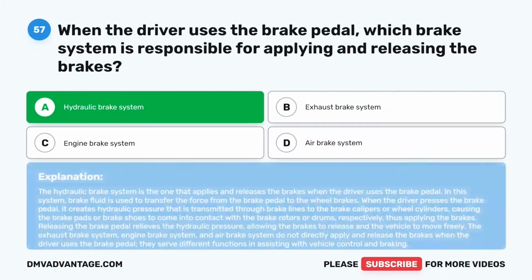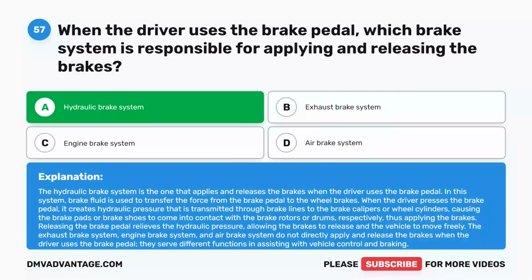Hydraulic brake system. The hydraulic brake system is the one that applies and releases the brakes when the driver uses the brake pedal. In this system, brake fluid is used to transfer the force from the brake pedal to the wheel brakes. When the driver presses the brake pedal, it creates hydraulic pressure that is transmitted through brake lines to the brake calipers or wheel cylinders, causing the brake pads or brake shoes to come into contact with the brake rotors or drums, respectively, thus applying the brakes. Releasing the brake pedal relieves the hydraulic pressure, allowing the brakes to release and the vehicle to move freely.